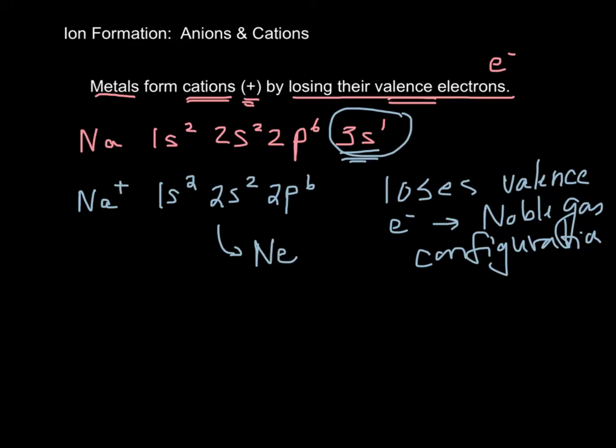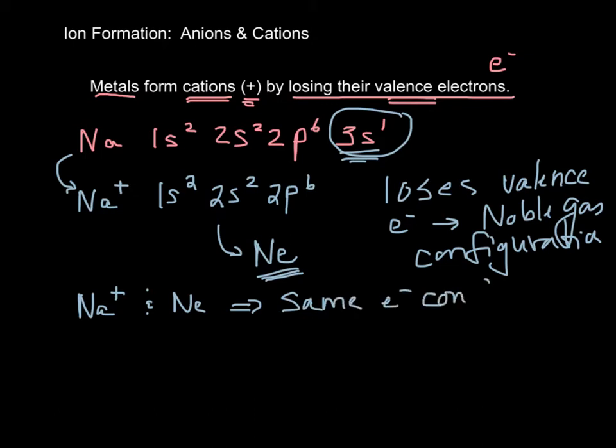Now the noble gases are called noble gases because they're the most stable atoms on the periodic table. So sodium wants to form Na+ so it can become just like neon. Things that have the same electron configuration, like sodium ion and neon, are called isoelectronic. All that means is they have the same electron configuration.